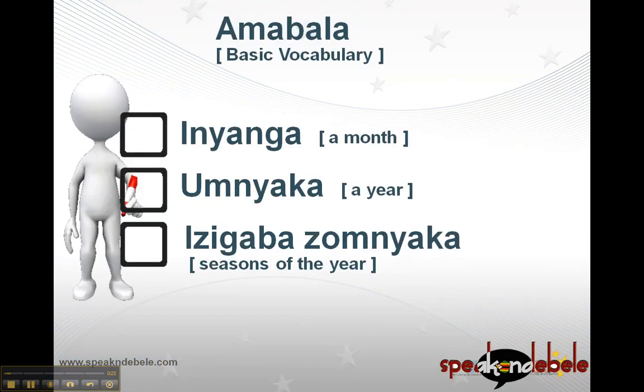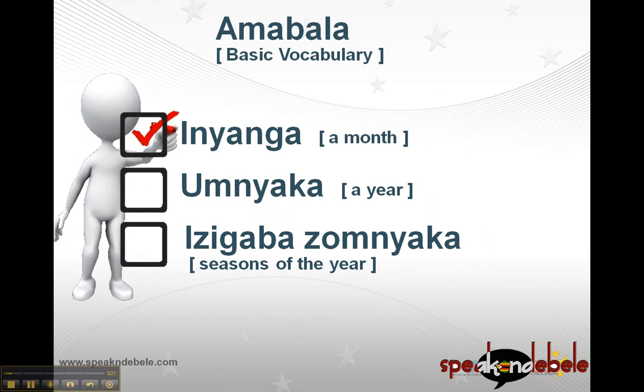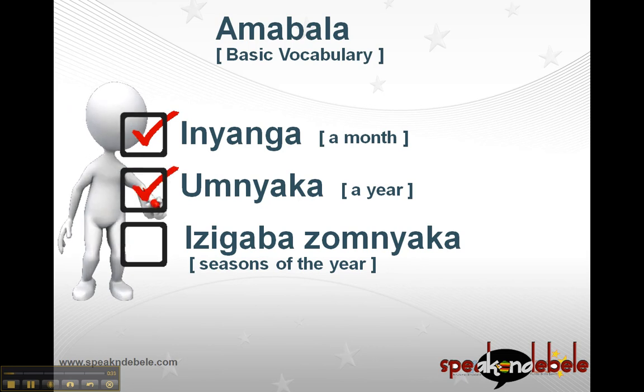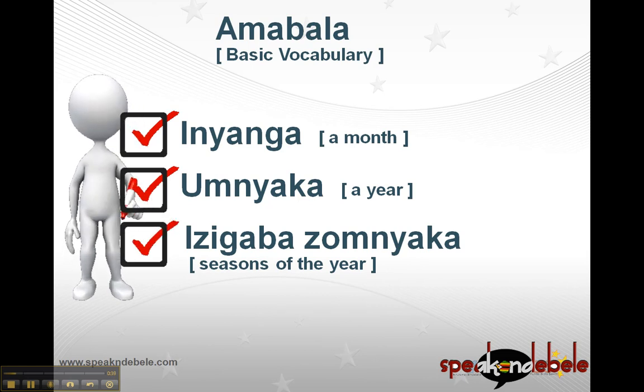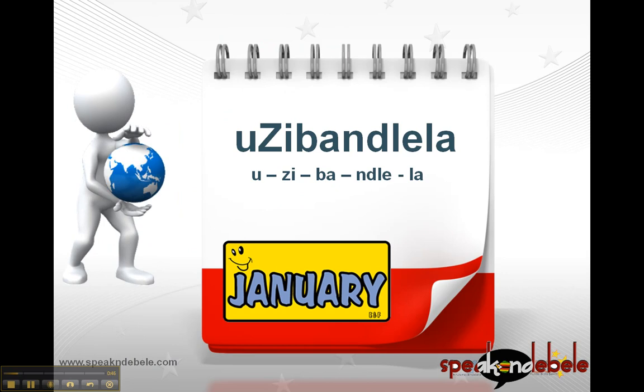Good. Now before we get into it, let's get some vocabulary out the way. A month is inyanga. Say it with me. Inyanga. A year is umnyaka. Say it with me. Umnyaka. That's a year. And izigaba zomnyaka are the seasons of the year. Izigaba zomnyaka. Excellent. Now let's begin with January.